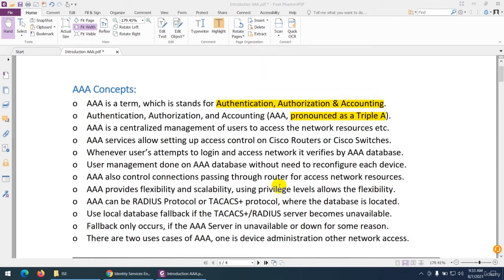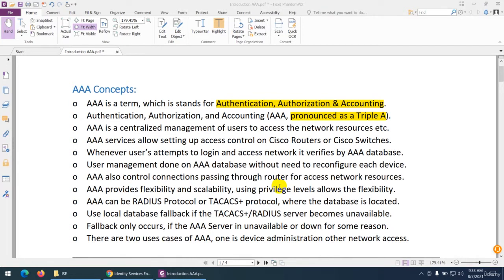Okay, in this video we will discuss theoretically what AAA is. We call them AAA: authentication, authorization, and accounting. Basically, AAA is a centralized management where a user tries to access the network resources or the endpoint. When they try to access the network resources, they have to use AAA.